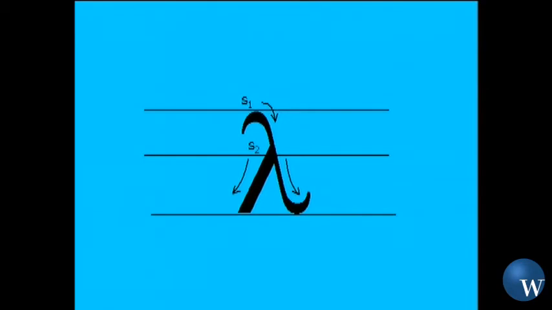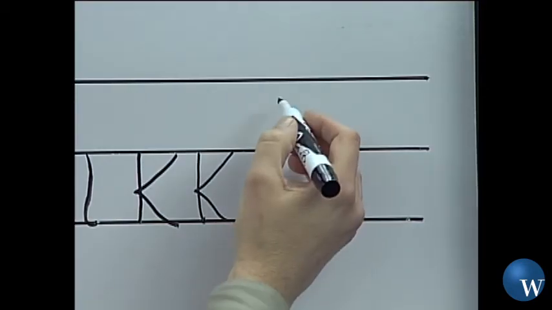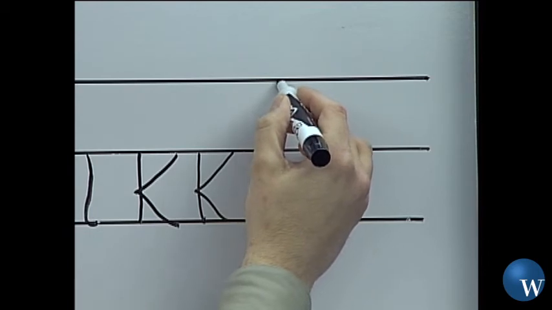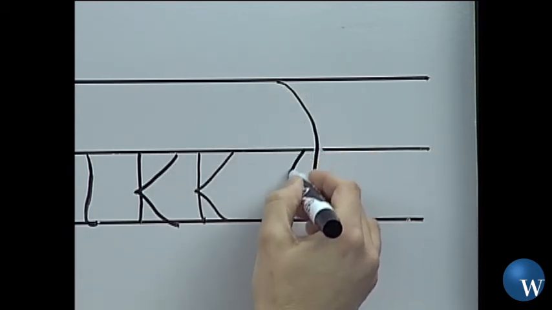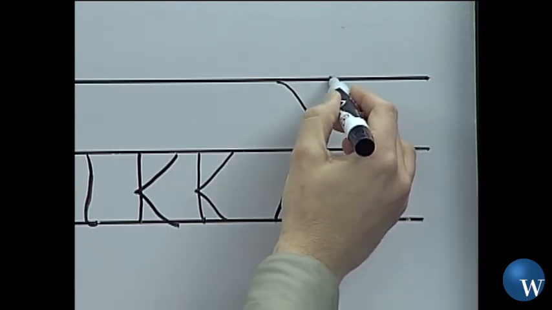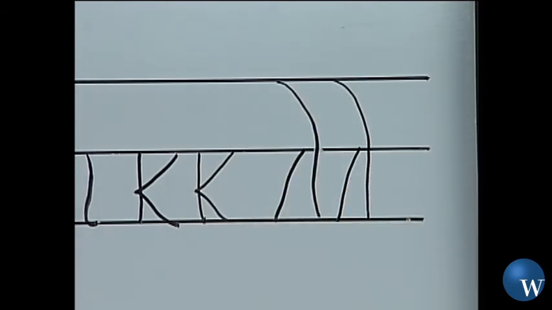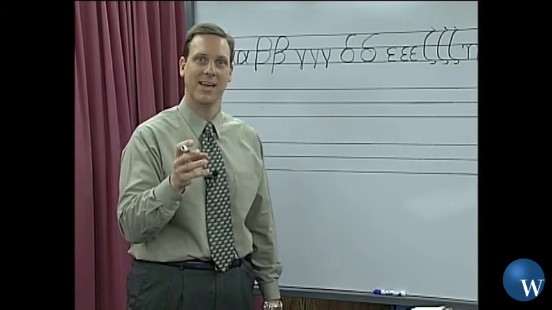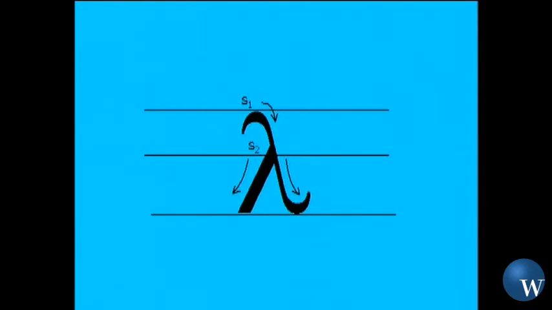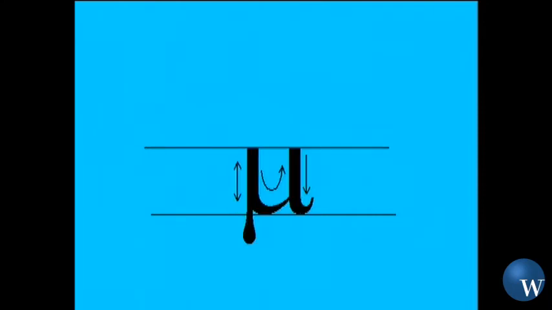Lambda. All right, let's go to the board here. Lambda starts way up here, and it's going to come down just like that, and then something like that. Okay? Lambda. I know those weren't exactly the best lambdas in the world, but if you'll take a look, we'll go back to the screen, and you can see there, lambda. Notice where you start that second stroke is right there on the middle line. Lambda.